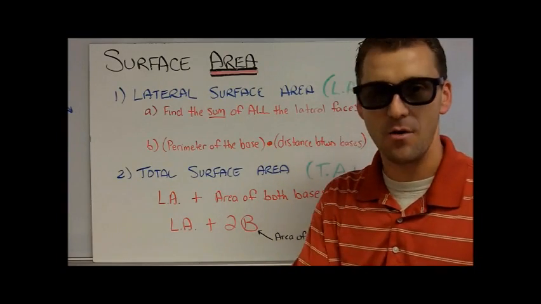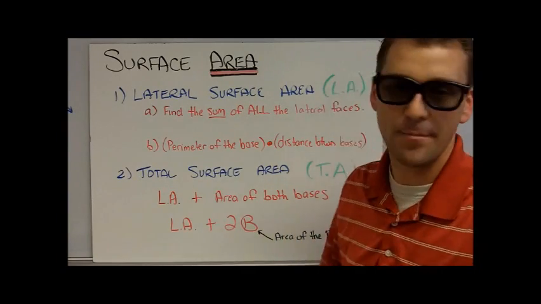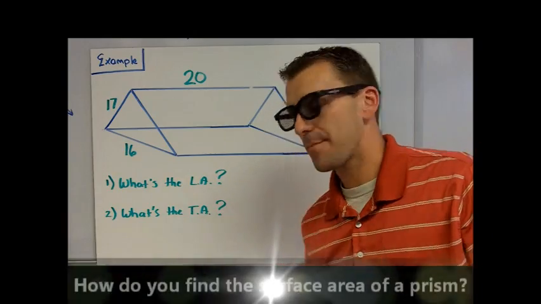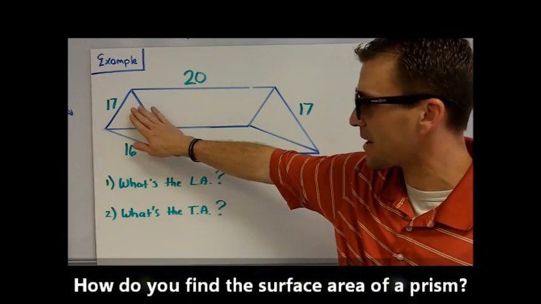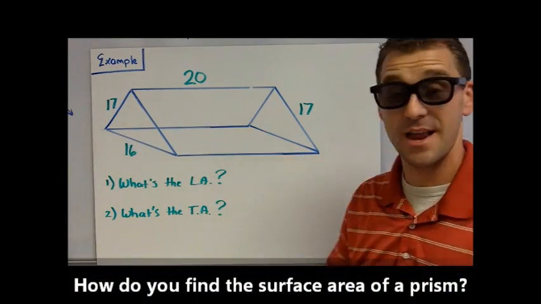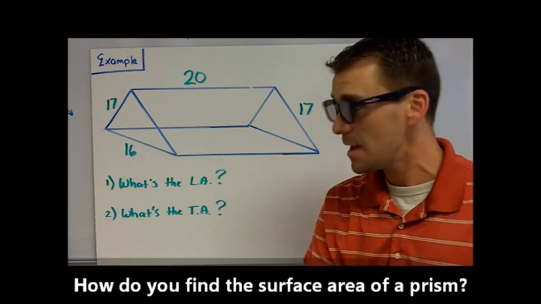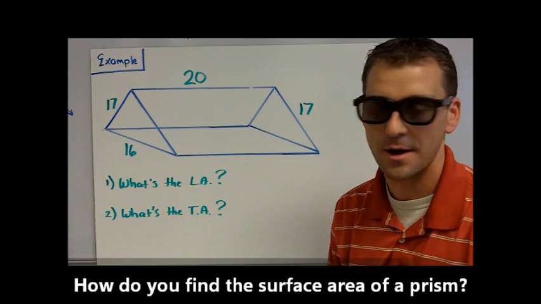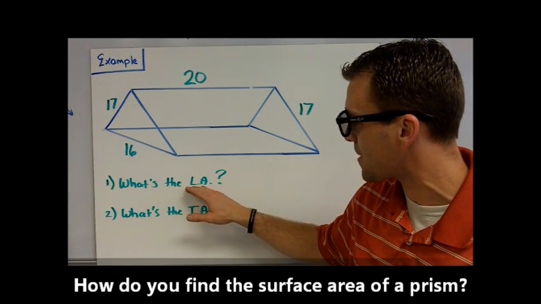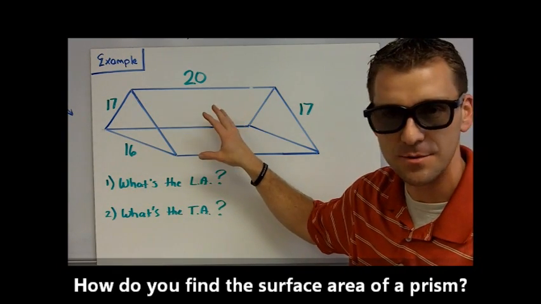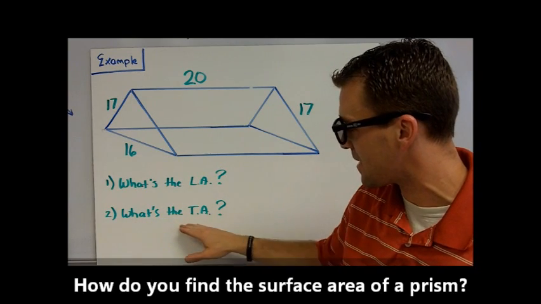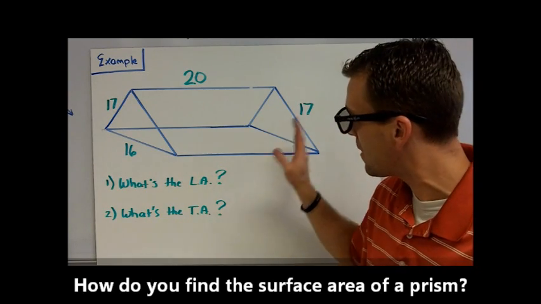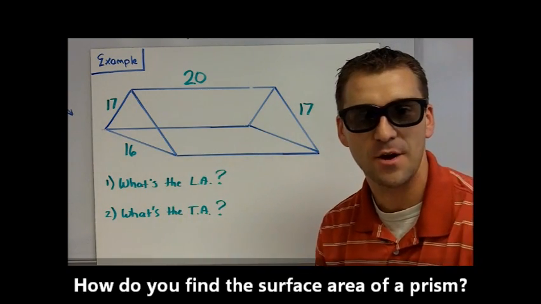So let's see now how we can apply this to a couple examples. Here's one of the examples we're going to do. You see this triangular base, so that is called a triangular prism. And you see certain side lengths given, and here are the 2 questions we're going to talk about. We're going to find the lateral surface area of this triangular prism, and then find the total surface area of that triangular prism.